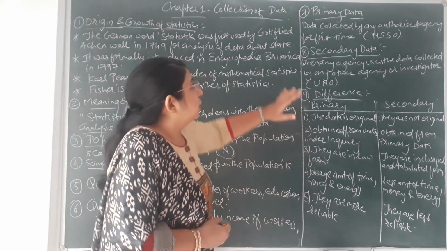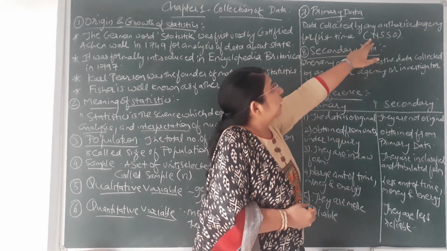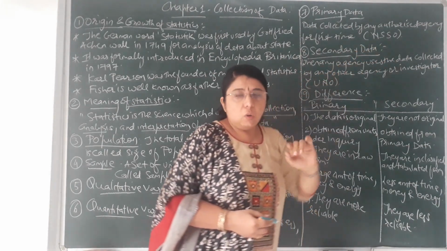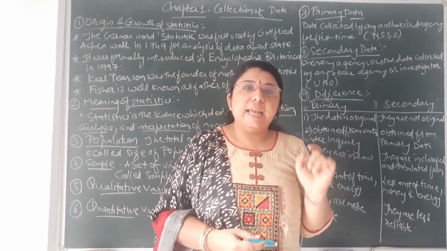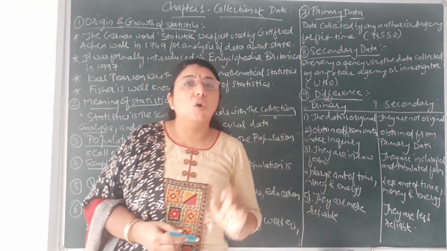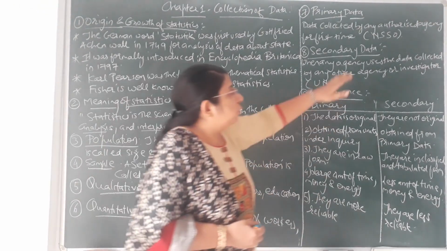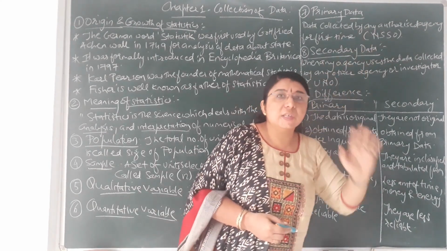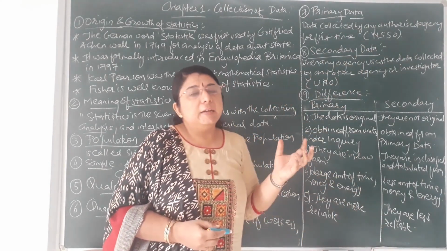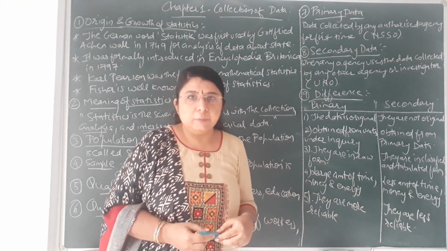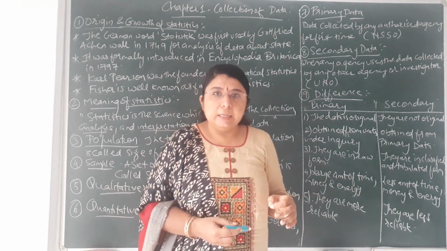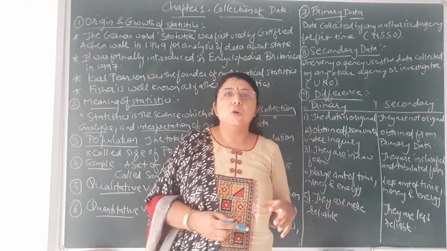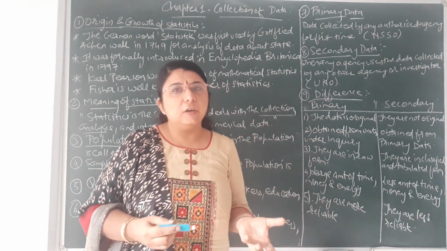Right? For example, it is given over here, NSSO. Now what is the full form? It is already given in your textbook if you refer to it. That is National Sample Survey Organization. This is one of the organizations that does the survey at the national level, and whatever data they collect at the national level is called primary data. They do the survey at the national level in order to collect the data of any particular field.